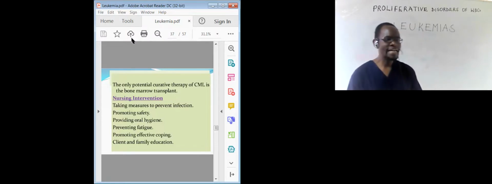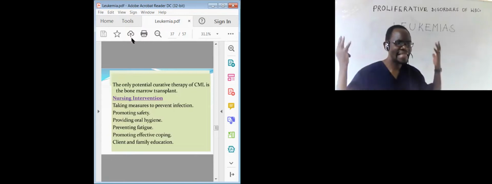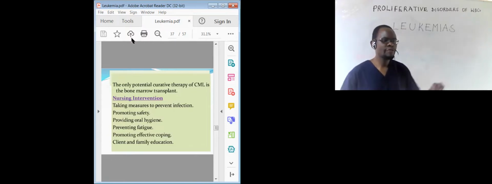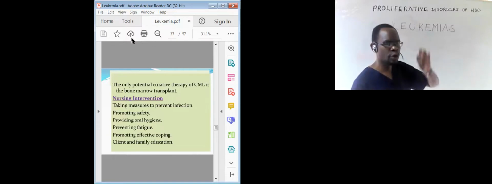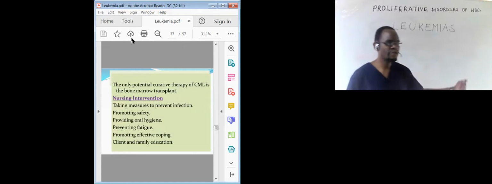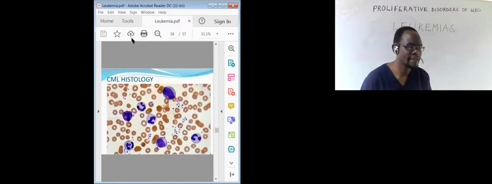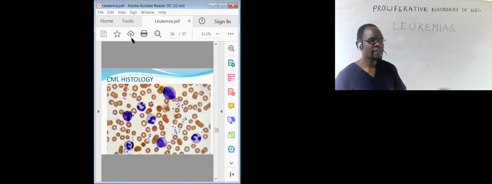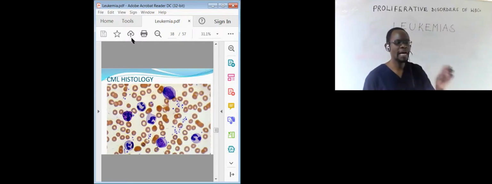Now, what are the different nursing interventions? Prevention, just like the others that we looked at earlier. Prevention of infection, whereby you need to put on what we call neutropenic precautions. Promoting safety, providing oral hygiene, preventing fatigue, among others. Yeah. So that is a typical example of chronic myelocytic or myelogenous leukemia, as you can see.